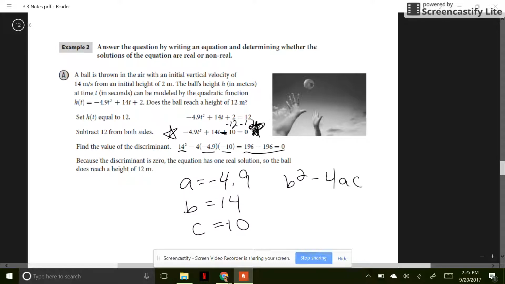Anyways, so they get 196 minus 196 equals 0. So because the discriminant is 0, the equation has 1 real solution, and the ball does reach a height of 12 meters.